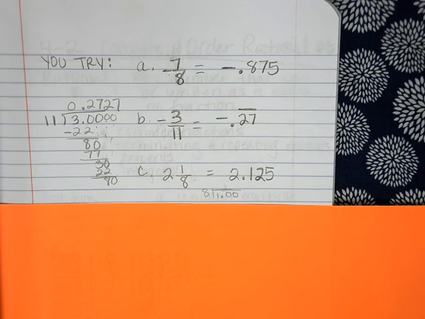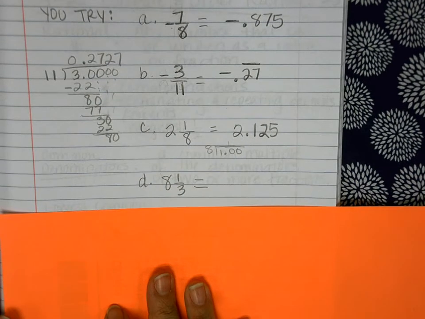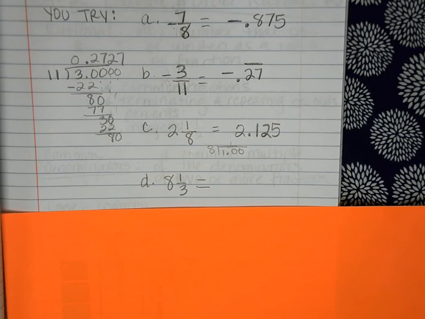Okay, let's try this one, D. 8 and 1/3. Now 1/3 has a special property as well. Some of you already know what 1/3 looks like. It does the same thing as 9s and 11s and 99s.